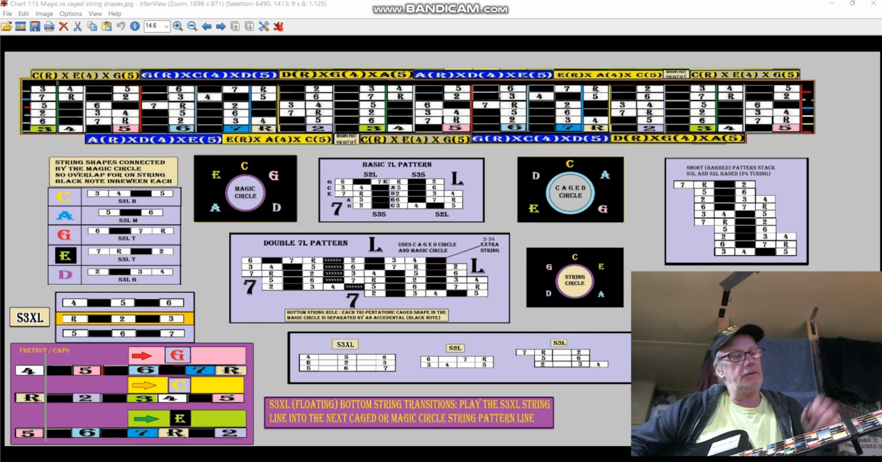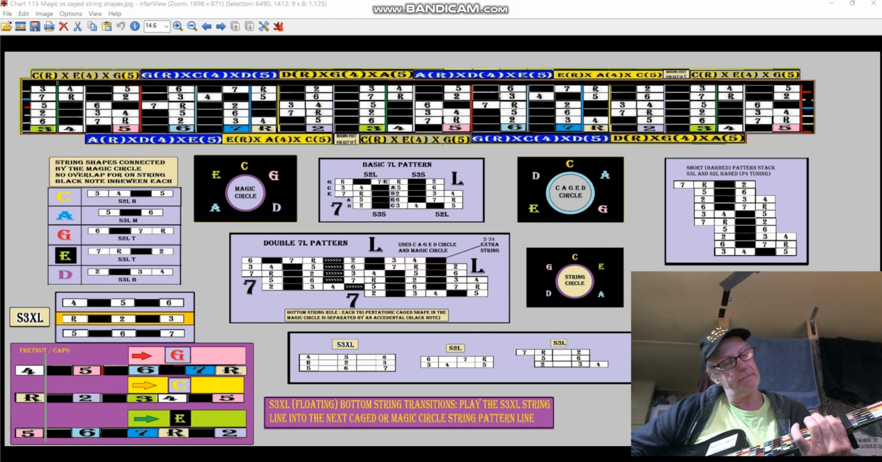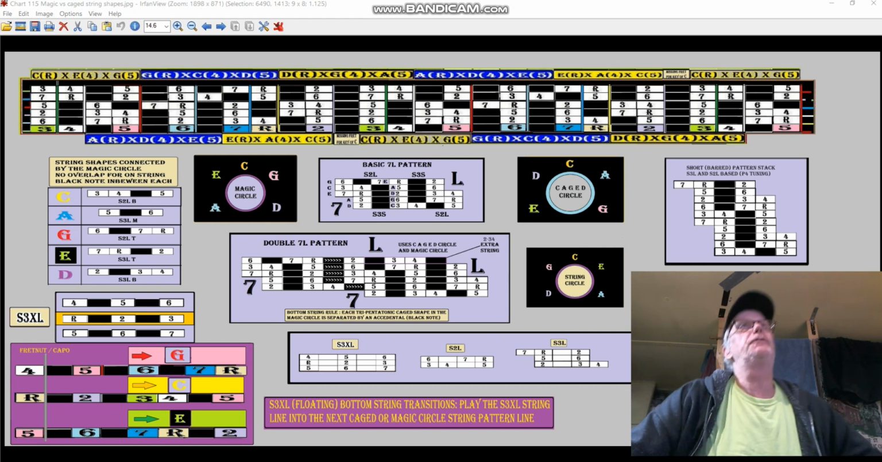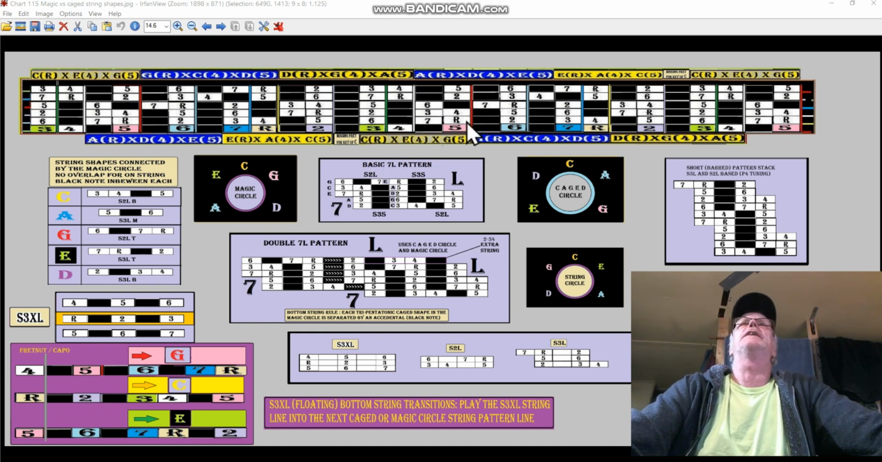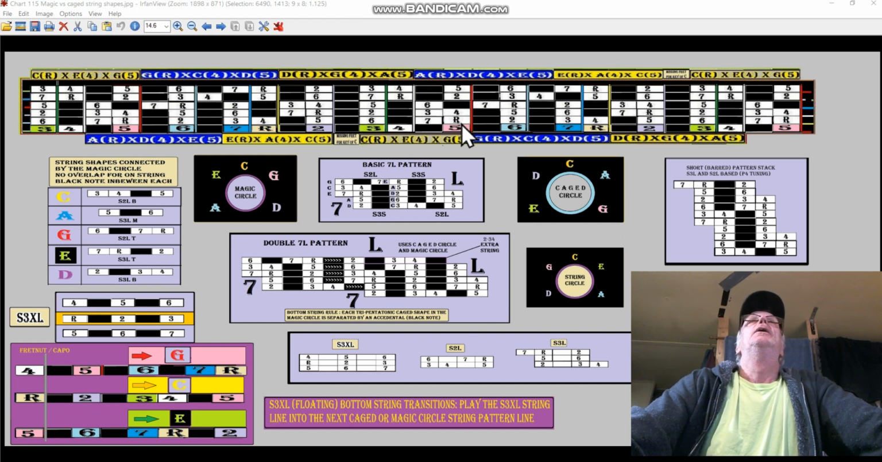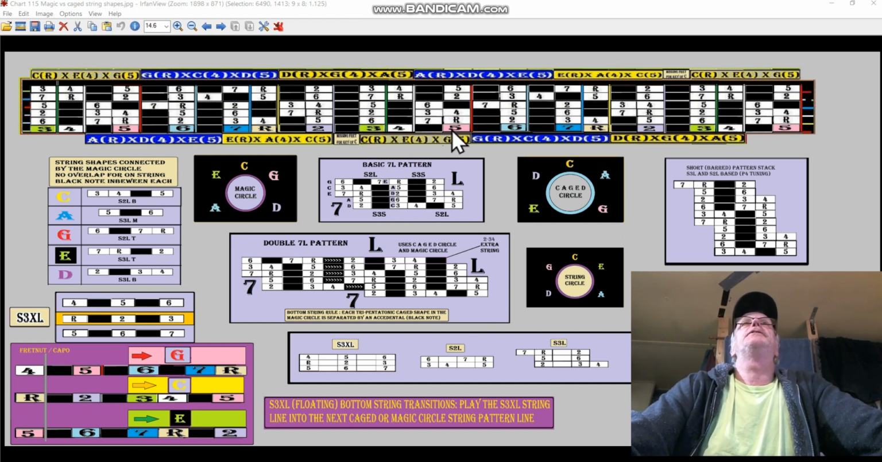Whereas 3, 4, 5 would be down here. Okay, that's an S2L right there. So you kind of sound it out. You figure out if you're on a 7 root 2 or 3, 4, 5. So you're on a 3, 4, 5, let's say. You're just improvising. You find out this is the C shape here.